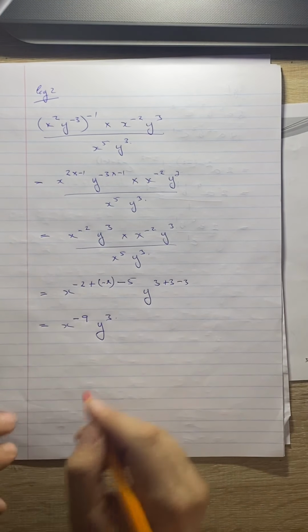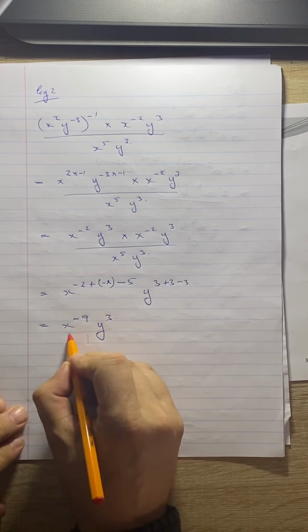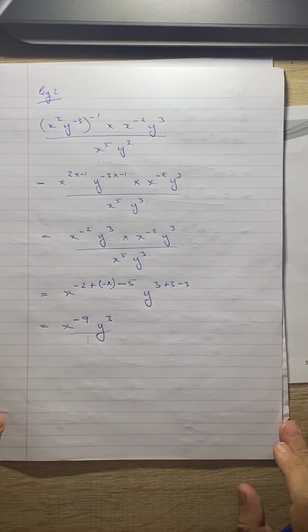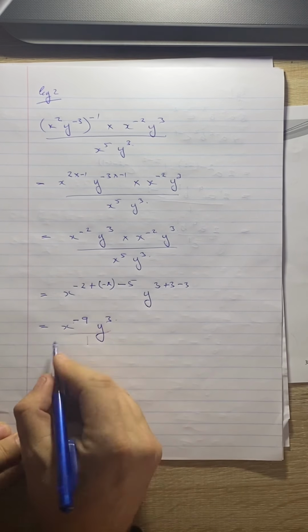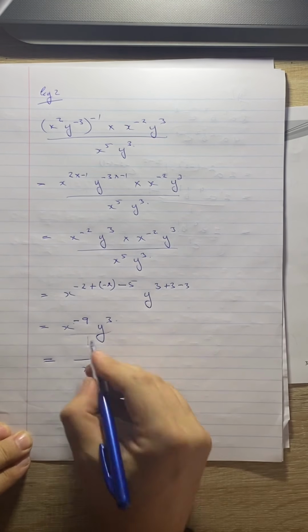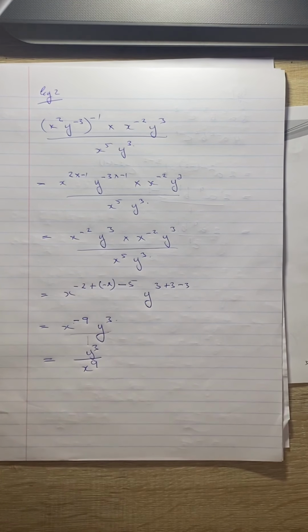Remember that this is all over an invisible 1. So negative exponents want to be in the opposite place. So x wants to be at the bottom, and y wants to stay up at the top. And there's our final answer.